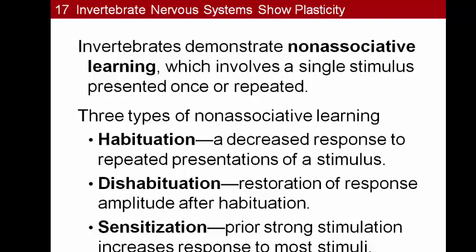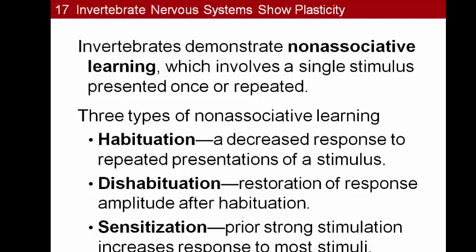So, invertebrates demonstrate non-associative learning. When you have a very, very simple nervous system, you're not going to have as many abilities as an individual with a more complex nervous system. But even here with these very simple nervous systems, you can still see this non-associative learning. Non-associative learning basically involves a single stimulus presented once or repeated, and there's a change in something about their response because they've been exposed to this stimulus before.